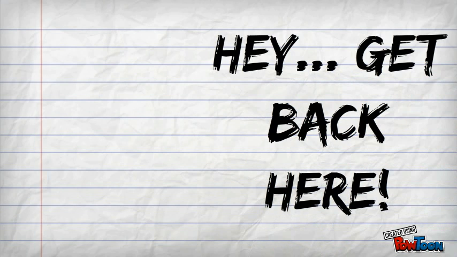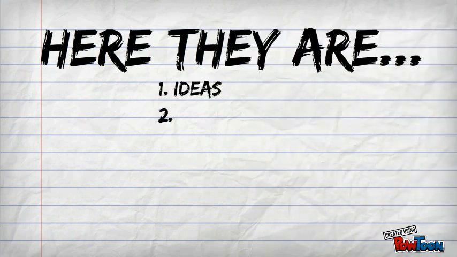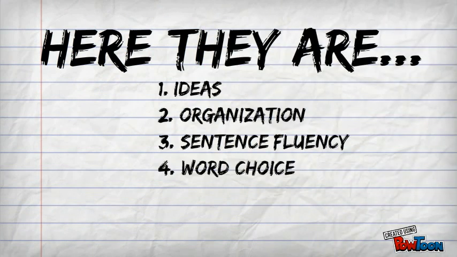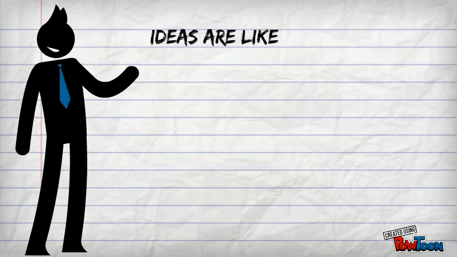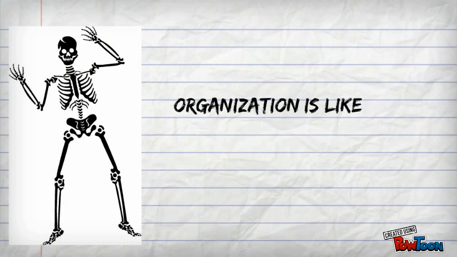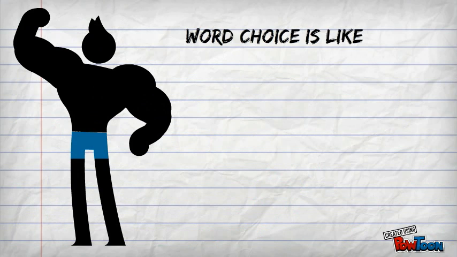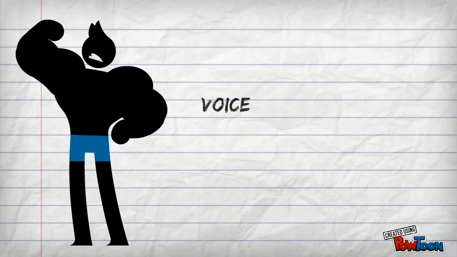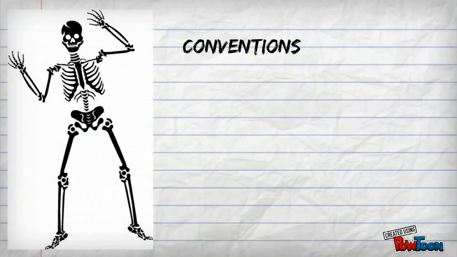So, it's about time for me to tell you about these 6 traits of writing, and here they are. Ideas, organization, sentence fluency, word choice, voice, and conventions. Ideas, those are like your brain. Organization is like your skeleton, and sentence fluency is like your feet. Word choice is like your muscles. Voice, that's like your heart. And conventions, well, those are kind of like your rib cage.